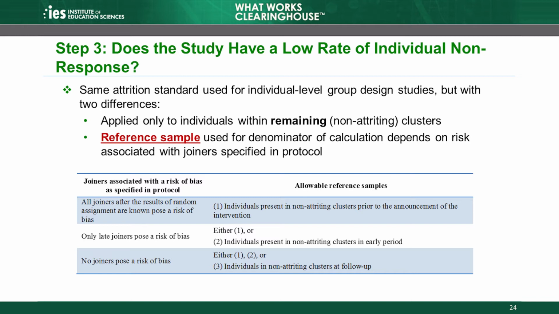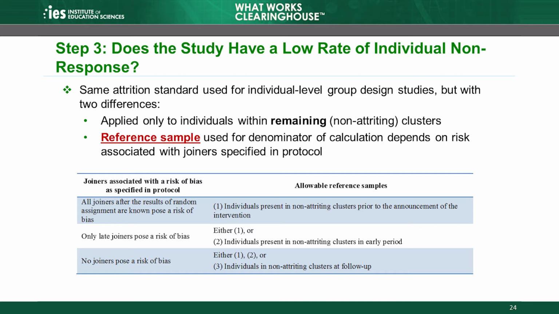The WWC refers to sample loss of individuals from clusters as individual non-response and not individual-level attrition because the reference sample is not always the randomized sample. Attrition refers only to the loss of units subject to random assignment. Depending on this risk, the WWC allows one or more of 3 reference samples.